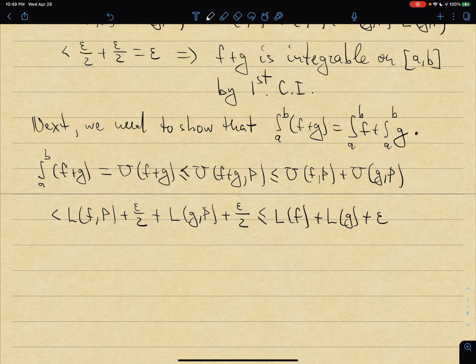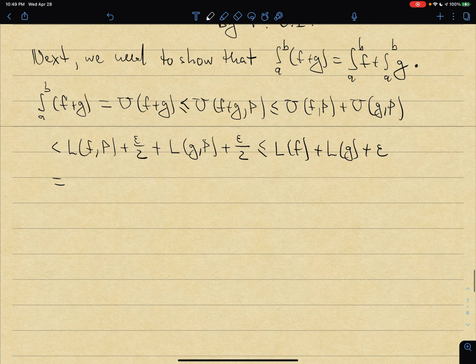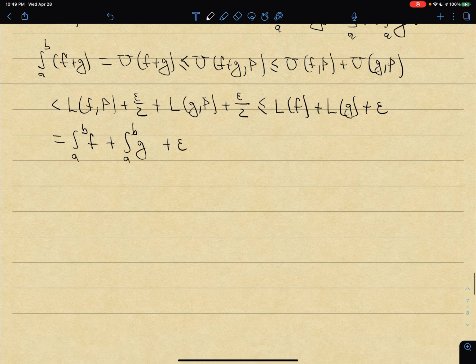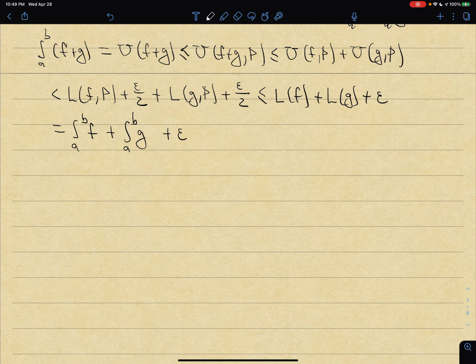And then the final step here, what is L of f? Because f is an integrable function, L of f is an integral from a to b of f. Likewise, L of g is an integral from a to b of g. And then we have this plus extra epsilon that is hanging around. Okay, so we get this. So this is not exactly what I intend to show, right? Because what we got is that integral from a to b of f plus g is less than the sum of the integrals plus epsilon.